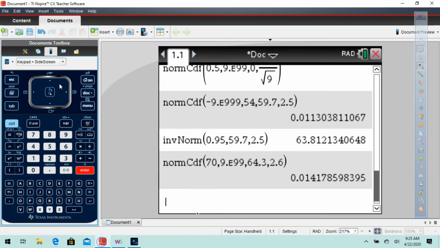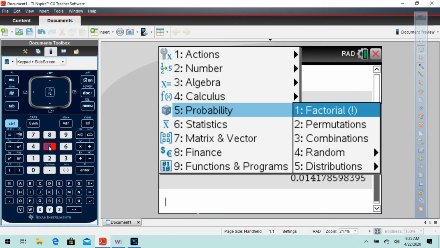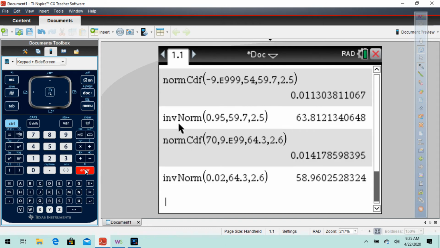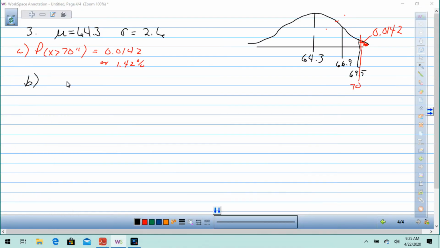So we're going to go over here. We're going to say menu 553, 0.02. And then we got a mean of 64.3, a standard deviation of 2.6, and we got 58.96. We're just going to say 59 inches. 59 inches.